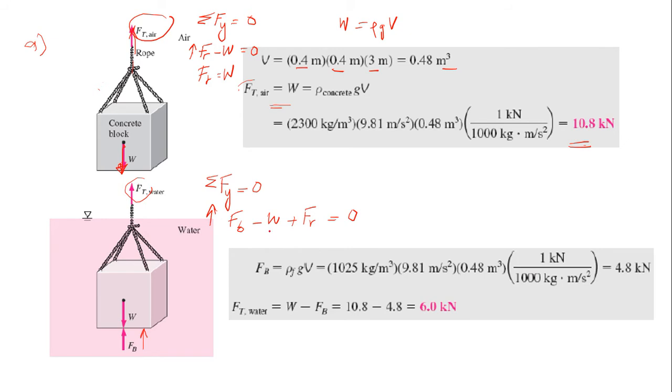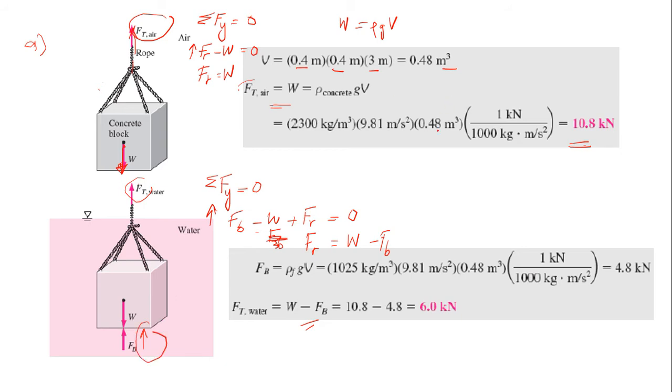If you rearrange this equation, you normally arrange with the one that you want to find. So FR equals W minus FB. You have your W already, because you found it from the first question. Now you need to find your FB.